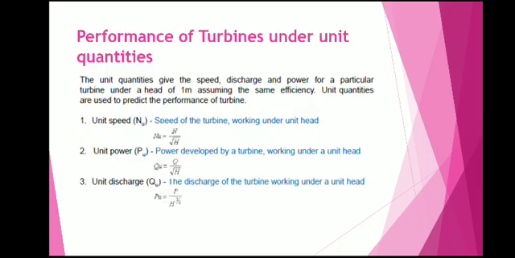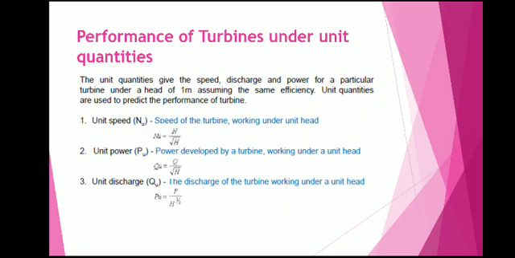And the performance of turbines under unit quantities: the unit quantities give the speed, discharge and power for the particular turbine under a head of 1 meter, assuming the same efficiency. Unit quantities are used to predict the performance of the turbine. Let's see the unit speed Nu, the speed of the turbine working under unit head, which should be equal to Nu equal to N divided by root of H.